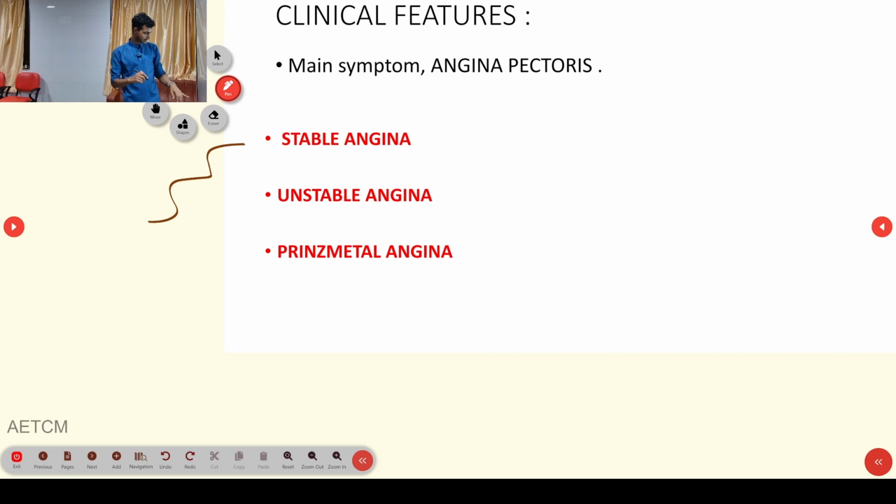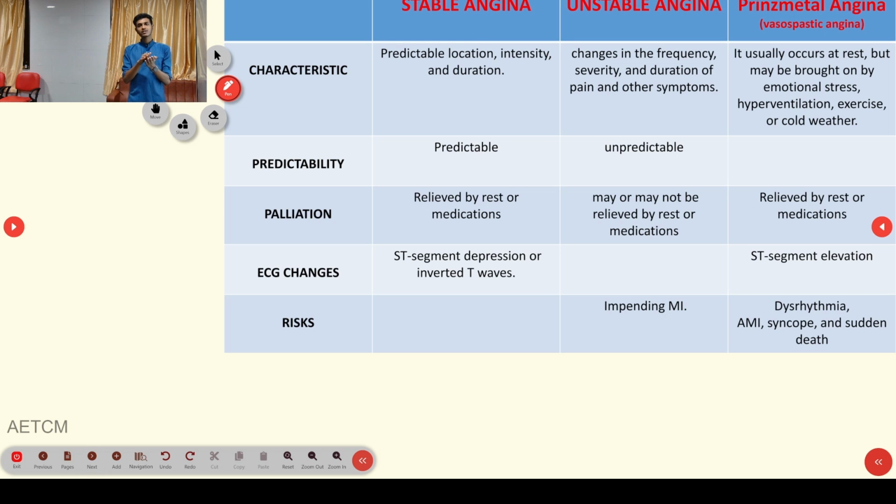Prinzmetal is a vasospasm; it occurs because of coronary vasospasm. So here we have given some differences. In stable angina, the characteristics are a predictable location, intensity and duration.